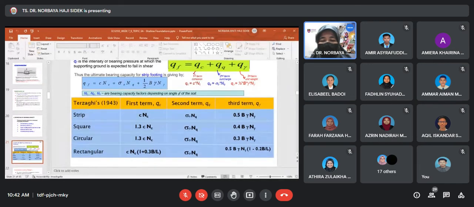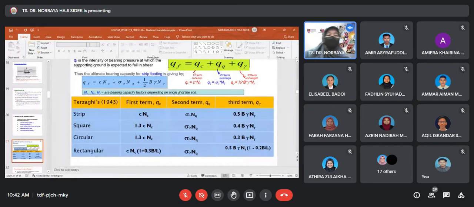Ini ada kelas. Alright, okay. So here, okay, even though this equation is 1943, dah lama sangat-sangat. Okay, but until today kita memang tak adalah yang ubahkan equation ni, memang kita ikut this equation. Dia dah establish, okay, dan memang dah banyak sangat-sangat design bangunan pun memang still lagi menggunakan ni. That's why kalau kamu tengok di sini, bearing capacity factors depending on angle phi of the soil.